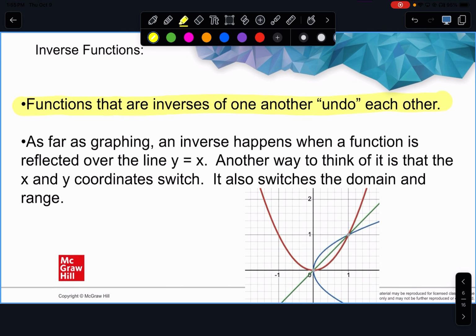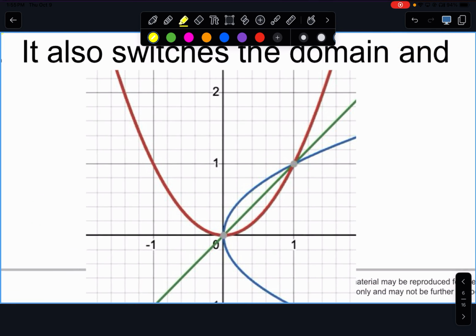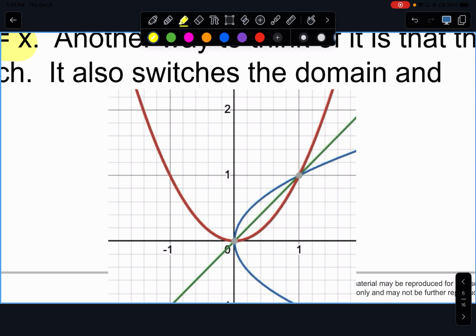Here's a really big takeaway. As far as graphing, an inverse happens when a function is reflected over the line y equals x. This is where I would recommend getting out your flair pens or gel pens, because your graph is not color-coded. This one is. That line y equals x is the green line, and that is the line that we are reflecting the function over. The red parabola is the original parent function, y equals x squared. The blue one is the inverse.